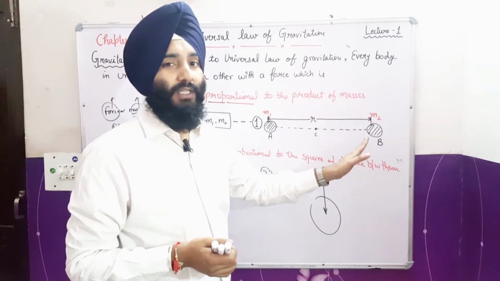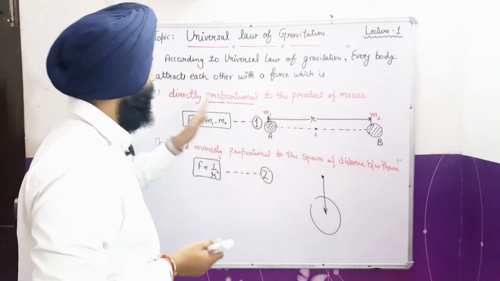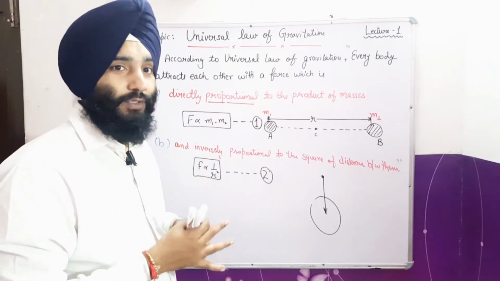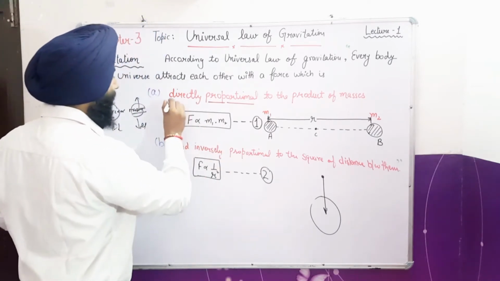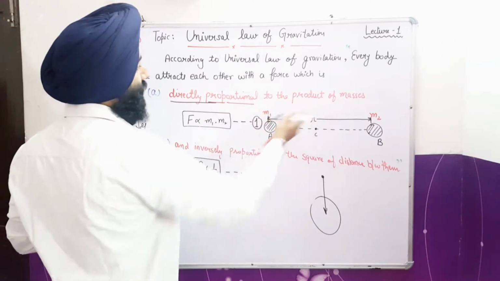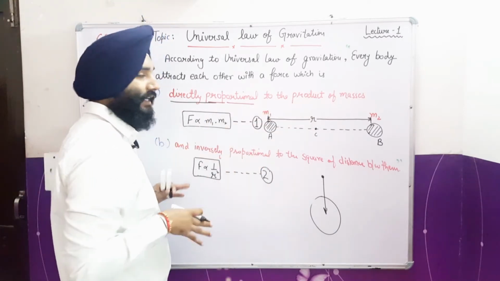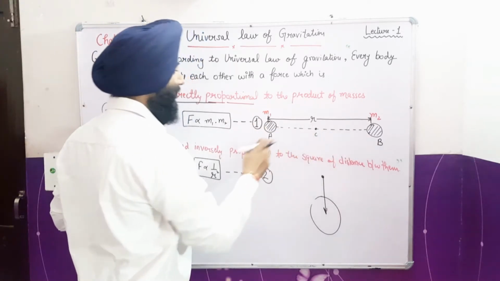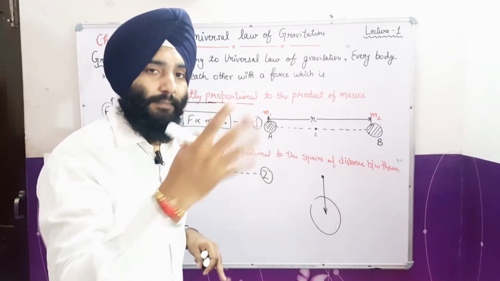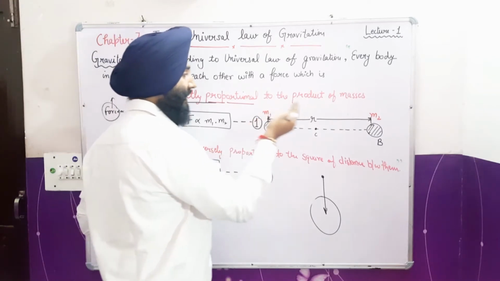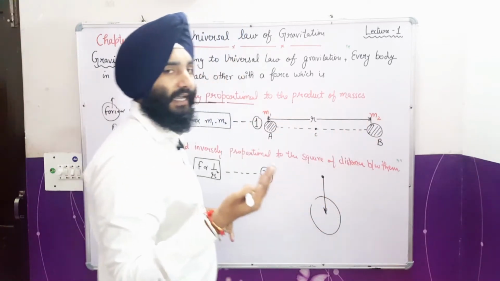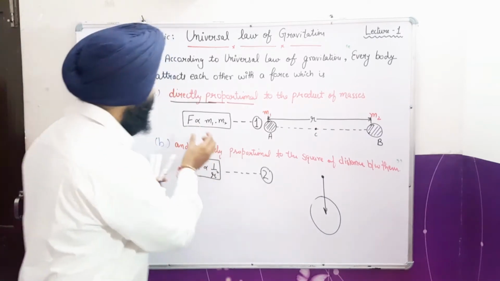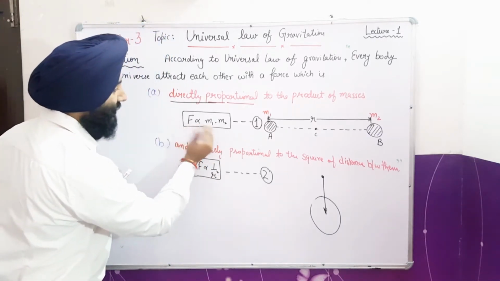So according to Newton's gravitational law, each and every body attracts each other with a force, and that force is directly proportional to the product of masses. So here we have different conditions. The first condition is that the force between these two bodies is directly proportional to the product of masses. Suppose one body has mass M1, the second body has mass M2, and this force is directly proportional to the product of masses. So here we have two quantities, one on the left hand side, another on the right hand side.